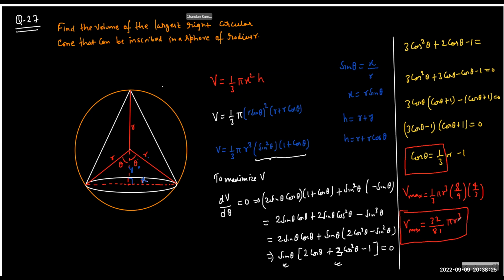So why did we reject -1? Because if cos theta is minus 1, then theta is pi. And if theta is pi, this point will come back to the vertex, which is physically not possible. So you also have to think logically about the interpretation of the value. Okay.